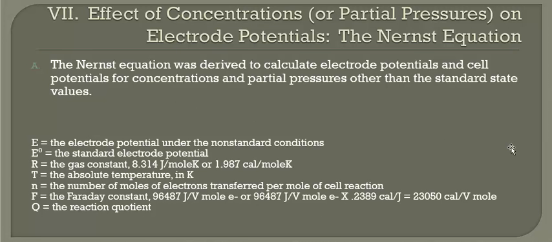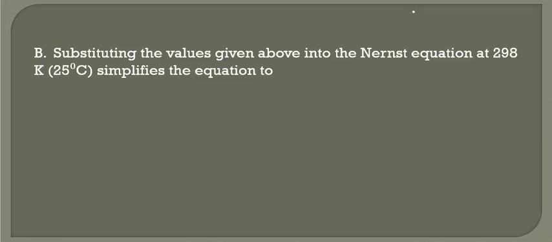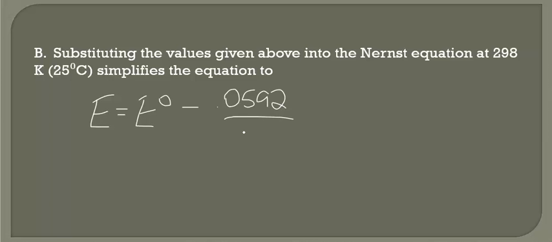The Nernst equation was derived to calculate electrode potentials and cell potentials when we're not at standard state values. The Nernst equation looks like this. The electrode potential equals the standard electrode potential minus 2.303 RT over nF log of Q. There are quite a bit of variables with the Nernst equation, but we can simplify it. At 25 degrees Celsius or 298 Kelvin, the Nernst equation looks like this. A little less daunting. We just got rid of some of those variables if we are indeed at 298 Kelvin.